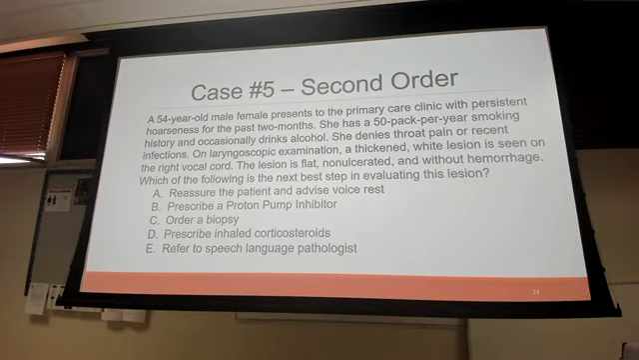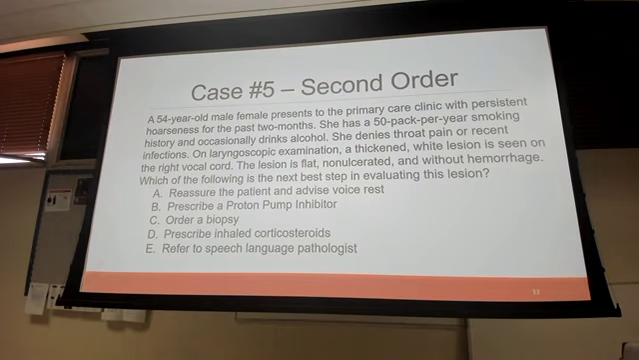And last one. A 54-year-old male, female, presents to the primary care clinic with persistent hoarseness for the past 2 months. It's a what? Sorry, I thought you said... It was another question where I can change the pronouns. It went from a male to a female, and I was like, looks like I have to change pronouns.